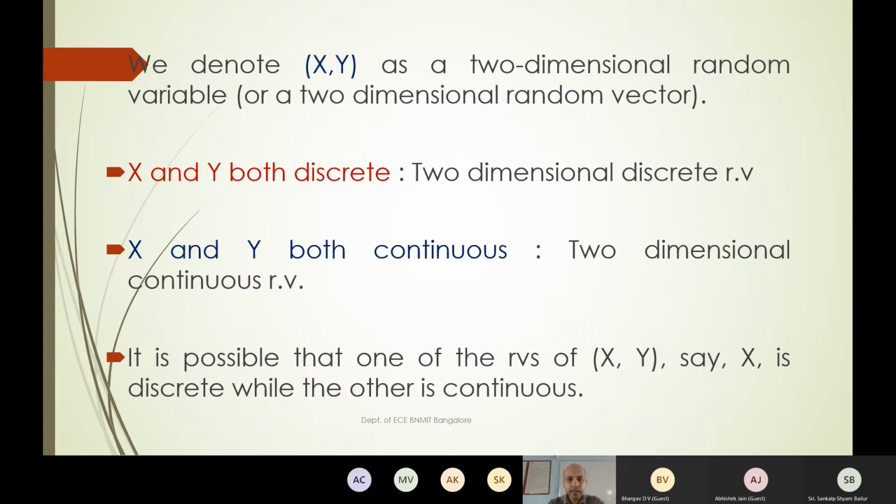So we start off with discretized random variables. X is a random variable, Y is another random variable, but both are discrete. So we are looking at the joint occurrence of both these different random variables.